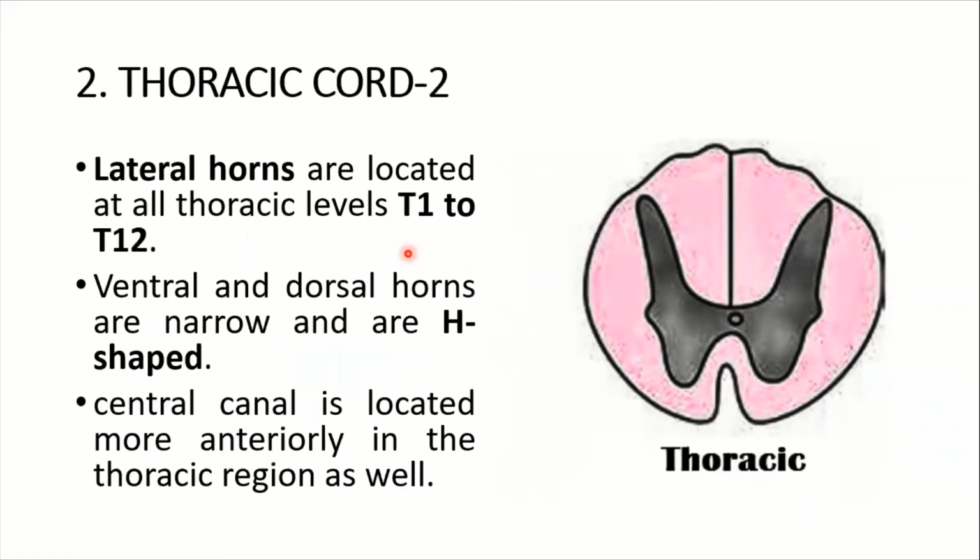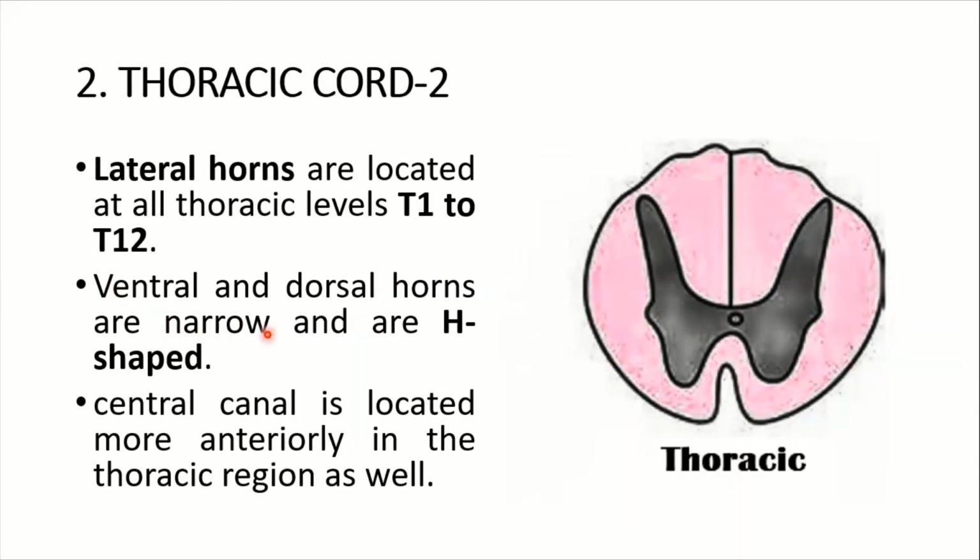And again, the lateral horns are located at all thoracic levels, T1 to T12. These are the lateral horns. This is the hallmark, I can say, of the thoracic spinal cord, that the lateral horns are there. You know that there is a thoracolumbar outflow, and that is the sympathetic nervous system part. So these are the lateral horns.